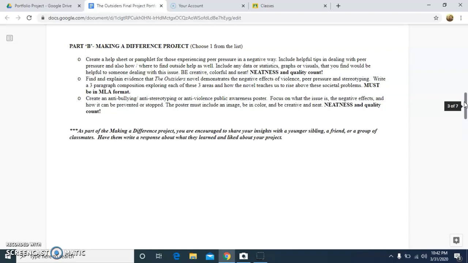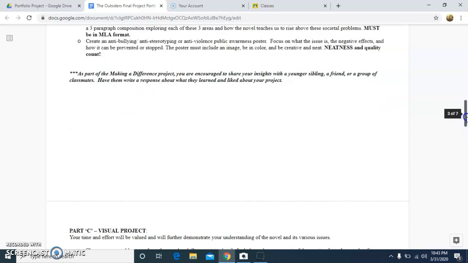And again, a reminder on most of these, especially the first choice and third choice, neatness and quality of work definitely counts. You're also encouraged to discuss this with people. So as you decide which one you're going to do, you're encouraged to share your insights with a younger sibling, perhaps, or your friends, a group of classmates. Talk to your parents about this. And if you do that, I would love for you to write a response about what they learned and what they talked about, and just generally speaking, what your conversations were. So again, this is really about exploring some of these social issues that the book will also be exploring.